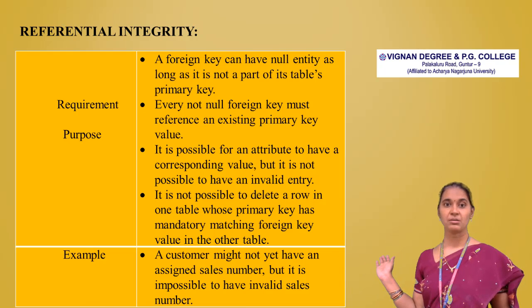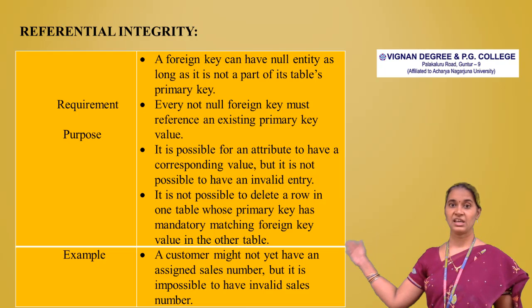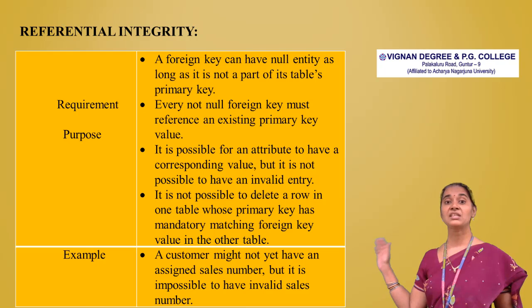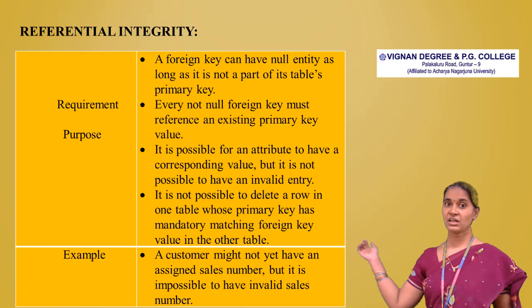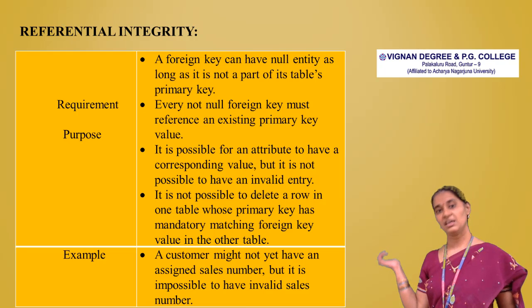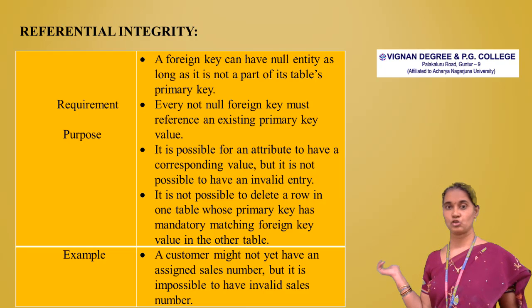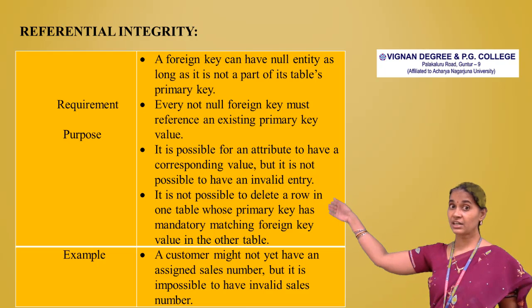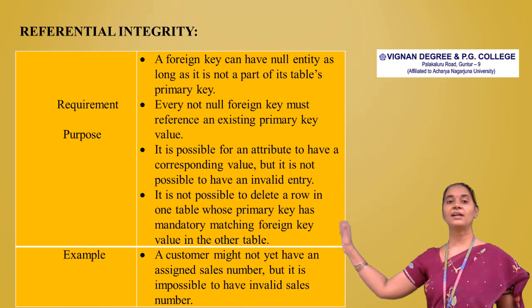Some points are to be remembered. What are those? A foreign key can have null entries as long as they are not part of its table's primary key. For example, the student number as a foreign key in the lecturer table can have null values. But in the student table, where it is the primary key, it should not contain null values.